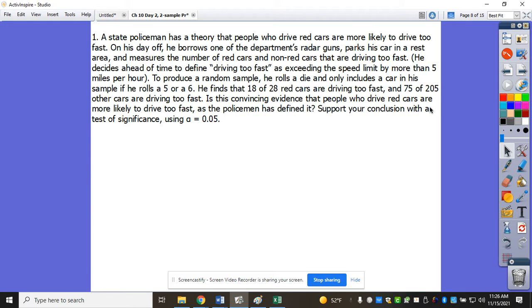A policeman has a theory that people who drive red cars are more likely to drive too fast. On his day off, he borrows one of the department's radar guns, parks his car in a rest area, and measures the number of red cars and non-red cars that are driving too fast.